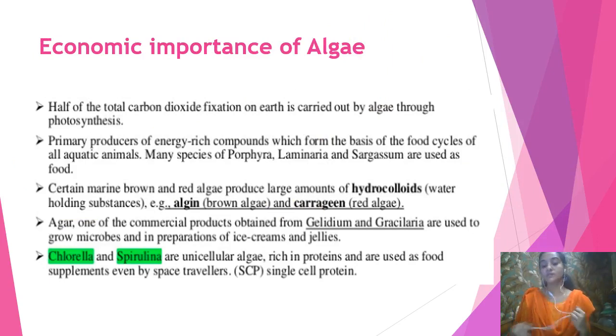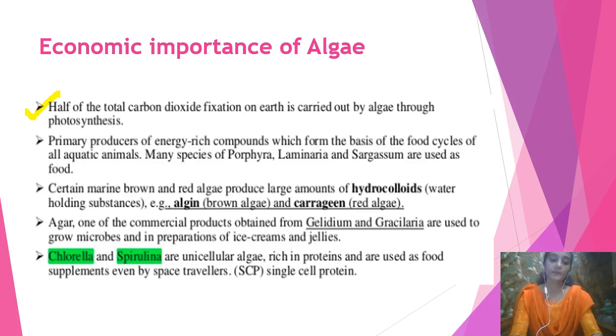Now, what is the economic importance? This is an important question that used to come. What is the economic importance of the algae? First, half of the total carbon dioxide fixation is done by the algae. Why? Because algae do photosynthesis. While doing photosynthesis, they fix the carbon dioxide and release oxygen. Then they are the primary producers of energy rich compounds, and Porphyra, Laminaria and Sargassum are mainly used as food material because they are rich in nutrients.